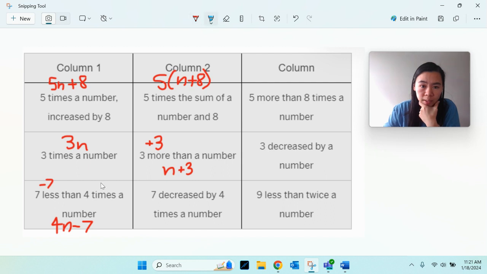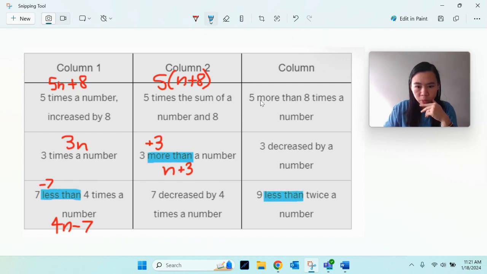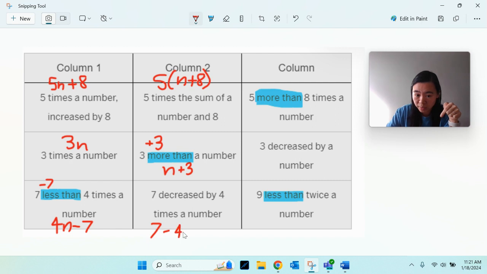I'm actually going to highlight these less than, more than, because those are the ones where the order is kind of flipped. So be careful. Maybe more. Here, I'll highlight this one too. Less than, that order is going to be flipped. More than, that order is going to be flipped. The order of the problem in your math sentence. 7 decreased by 4 times the number. 7 decreased by, subtraction, 4 and times the number.